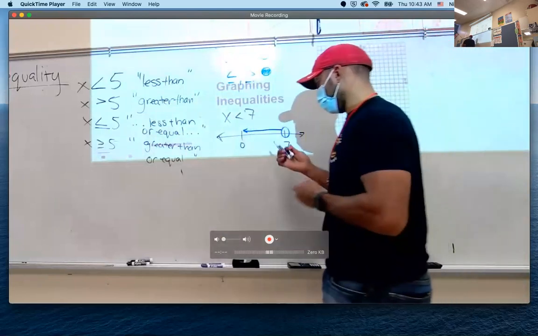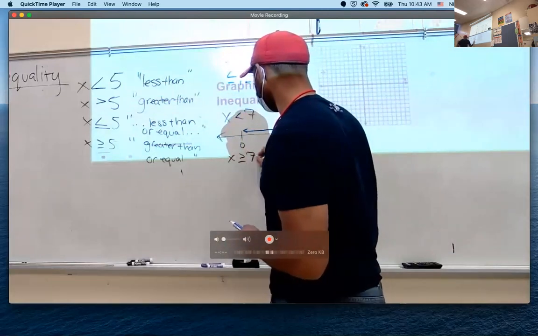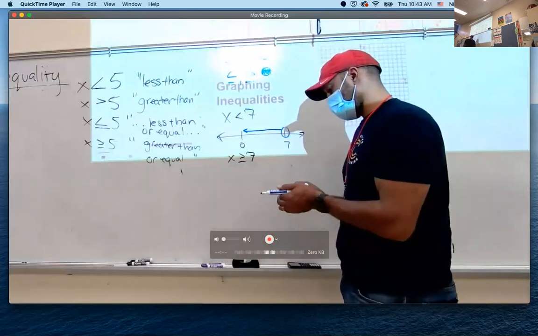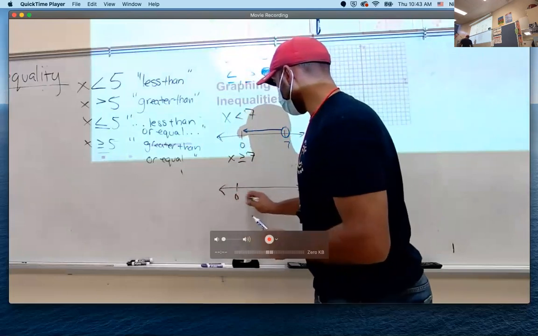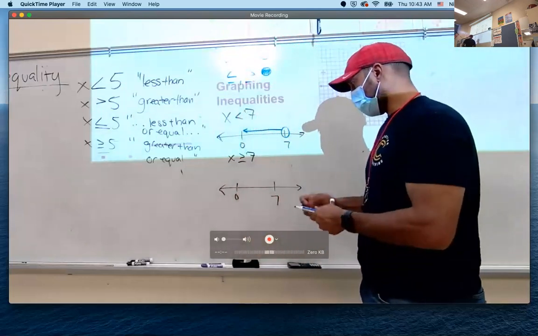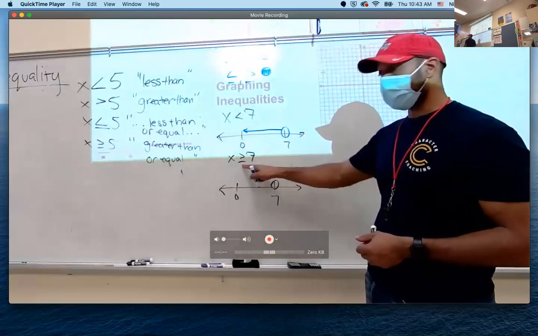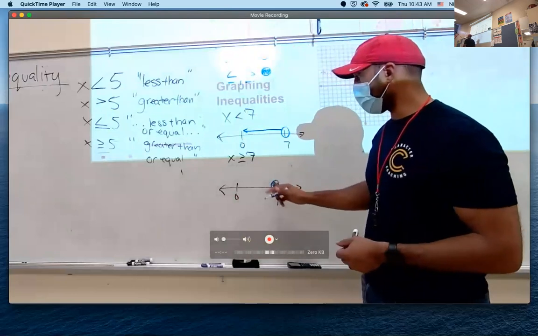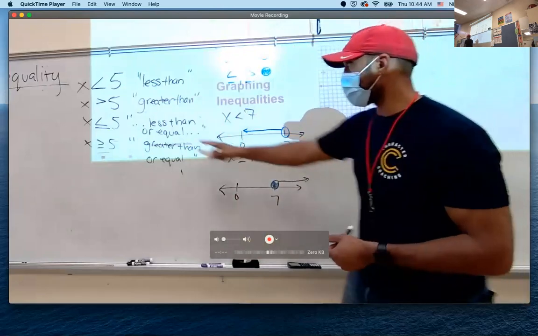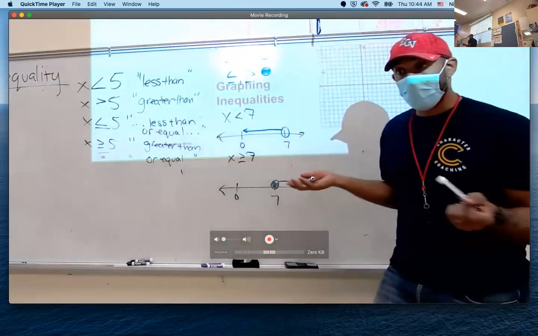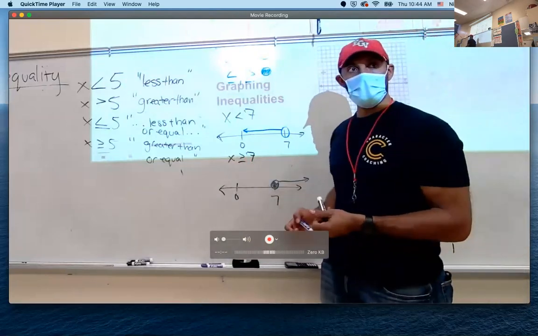If I flip it around, let's say x is greater than or equal to 7, I can graph the same way. I still put a circle here, but what kind of circle? Closed. And where does the arrow go, left or right? It goes right, because it's greater than. Obviously the shortcut is looking at that symbol and seeing which way it's pointing. That works when it's just x.